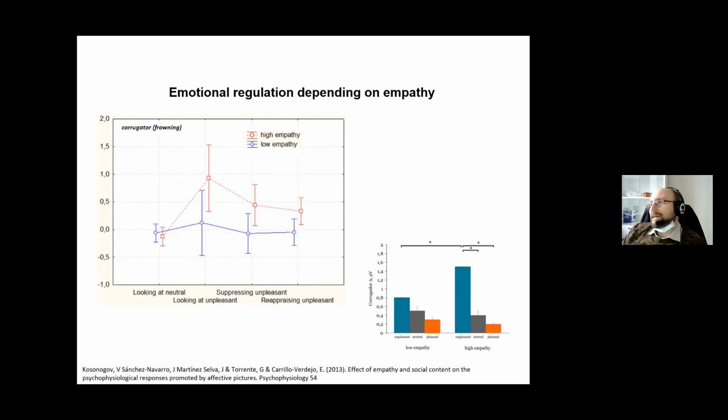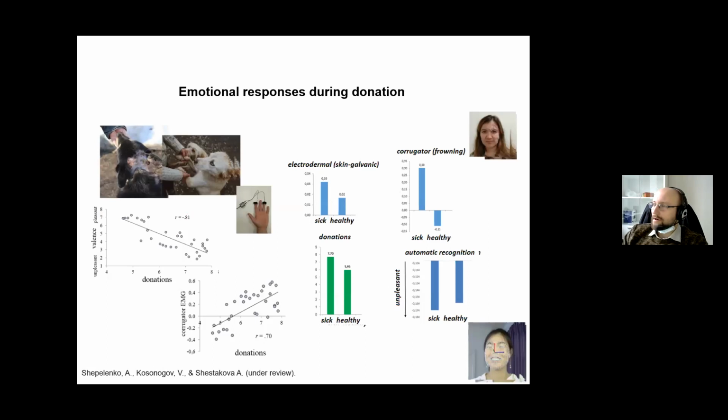The practical implication may be that we should pay more attention to these people when we speak about psychological counseling or recruitment and so on. Okay, let me go faster.